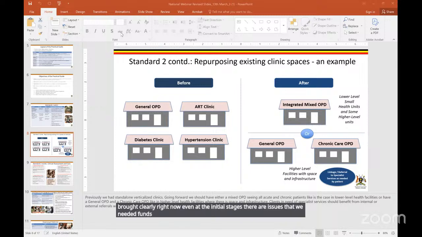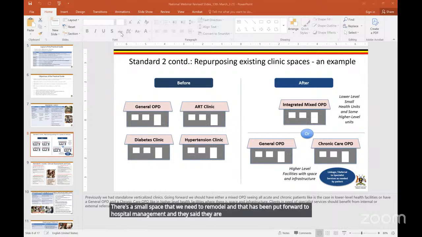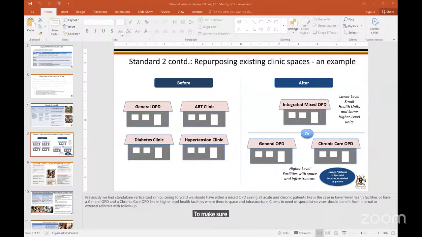There's a small space that we need to remodel, and that has been put forward to hospital management, and they said they are looking at it. There are issues around providing more seats for probably the additional patients, but also improving the systems in the clinic to make sure that patients are attended to as fast as they come, so that we do not have any crowding. Thank you, Chair.